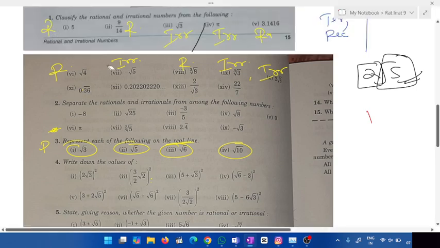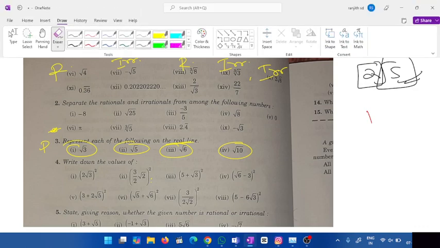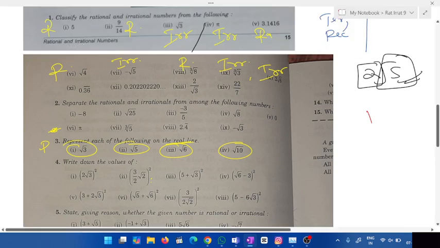Okay, 0.36 is what kind of number? 0.36 dash is given. 0.36 dash is recurring, right? Fine. 0.36 dash is given, students. What kind of number is this? Recurring. Correct. So it comes under rational numbers. See, direct recurring or terminating comes under rational.